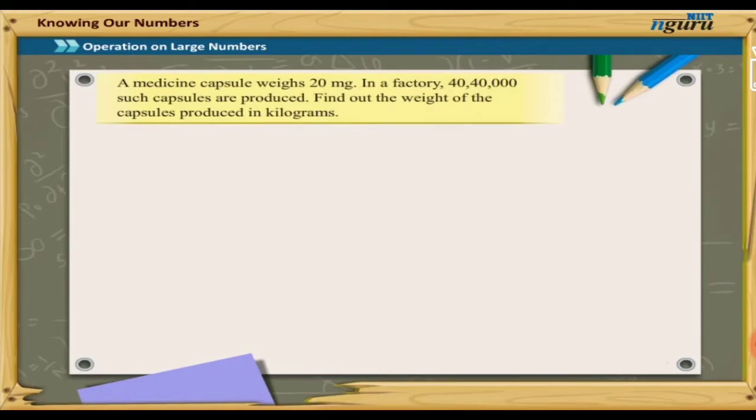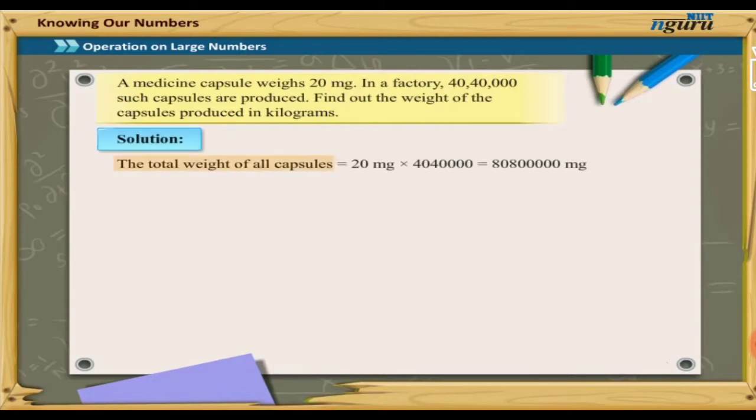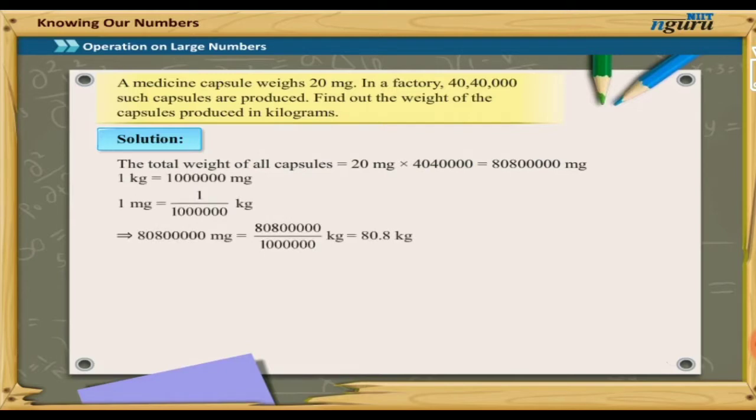Let us solve a problem based on conversion of weight. First, let us find out the total weight of all capsules by multiplying the weight of one capsule by the number of capsules. Now, we can convert this into kilograms like this.